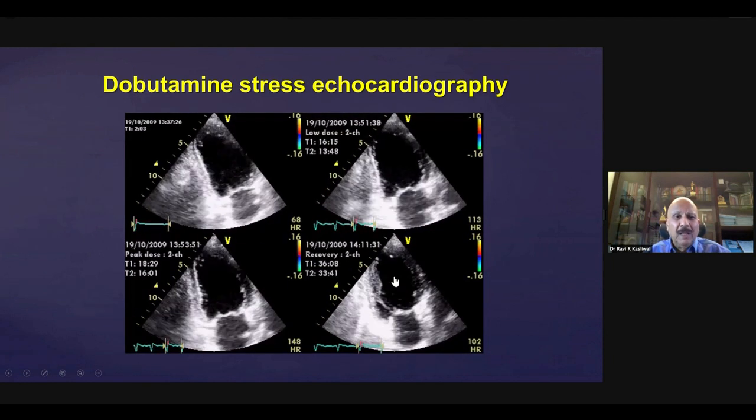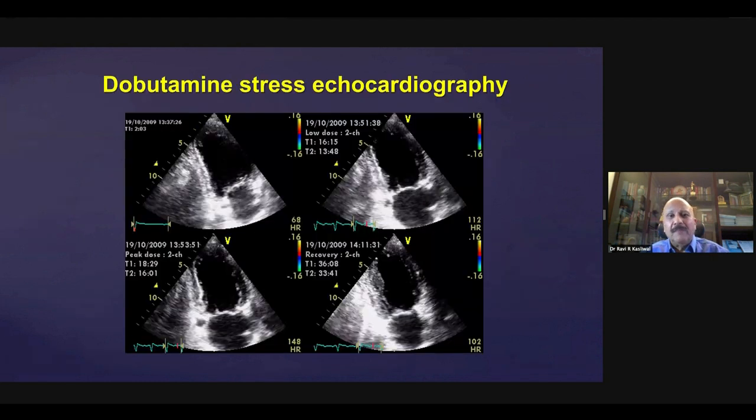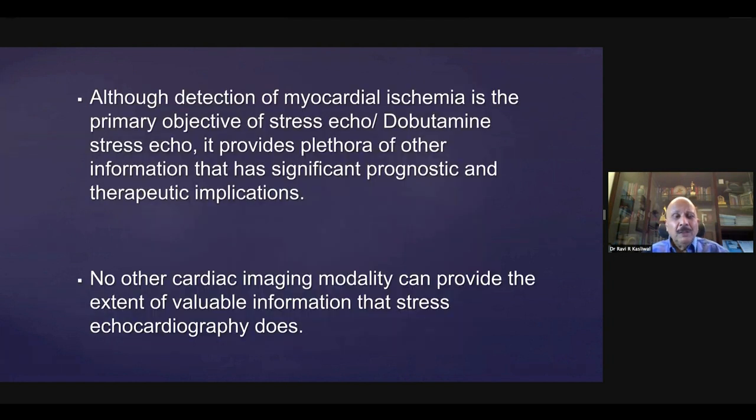For example, look at this. He developed wall motion abnormalities, very clearly seen in the 2-chamber position here. The dilatation of the ventricle and the fall of ejection fraction are, of course, very important points. So this gentleman then went for an angiography and was found to have significant disease. Although detection of myocardial ischemia is the primary objective of stress echocardiography or pharmacological stress testing, it provides a plethora of other information that has significant prognostic and therapeutic implications.